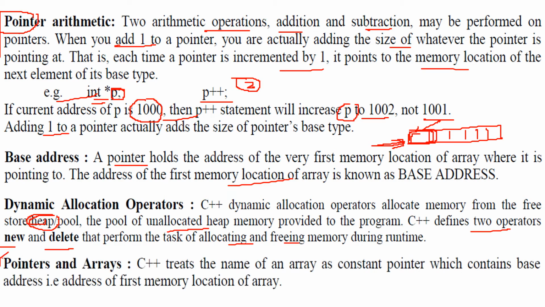Then pointers and arrays. As I said, C++ treats the name of the array, you only have to give the name of the array, as a pointer. So this is the pointer which is pointing to the base address, that is, the address of the first memory location of the array.